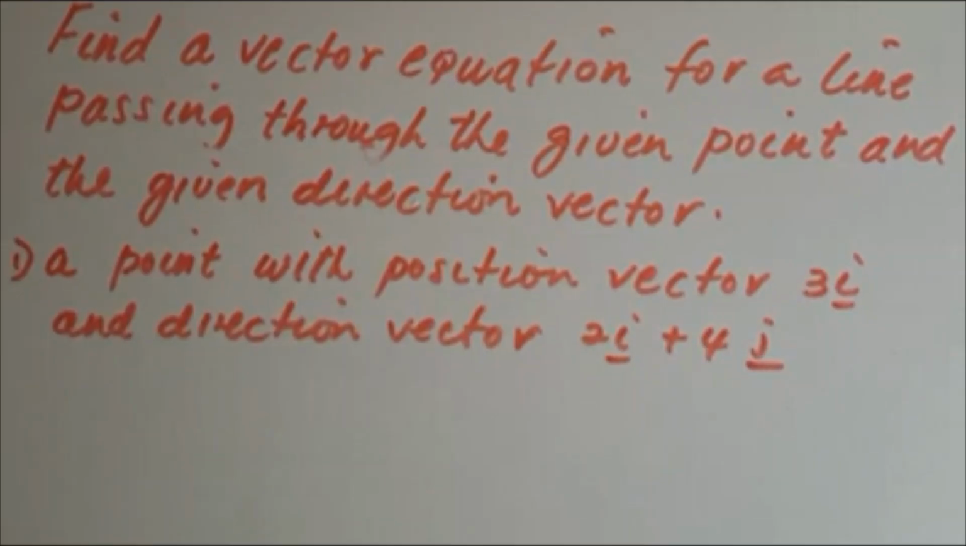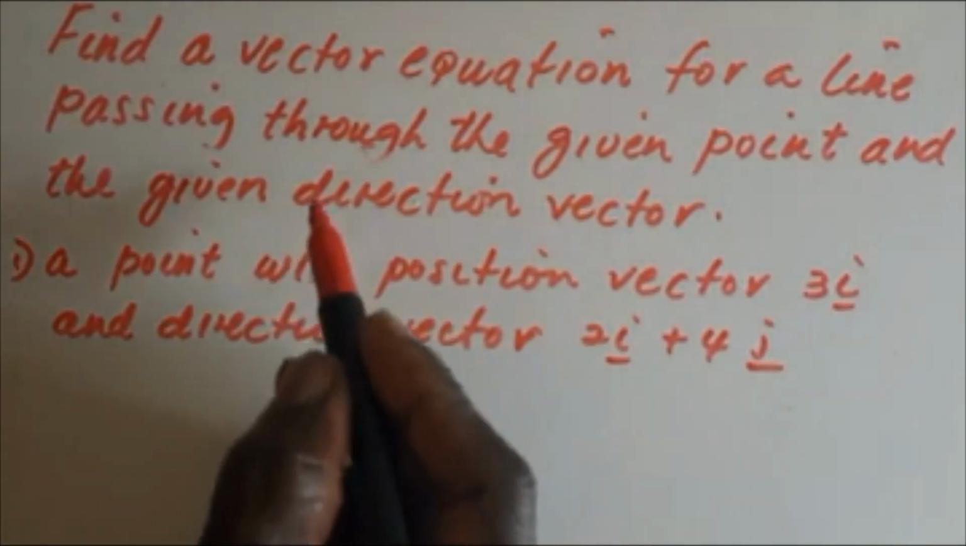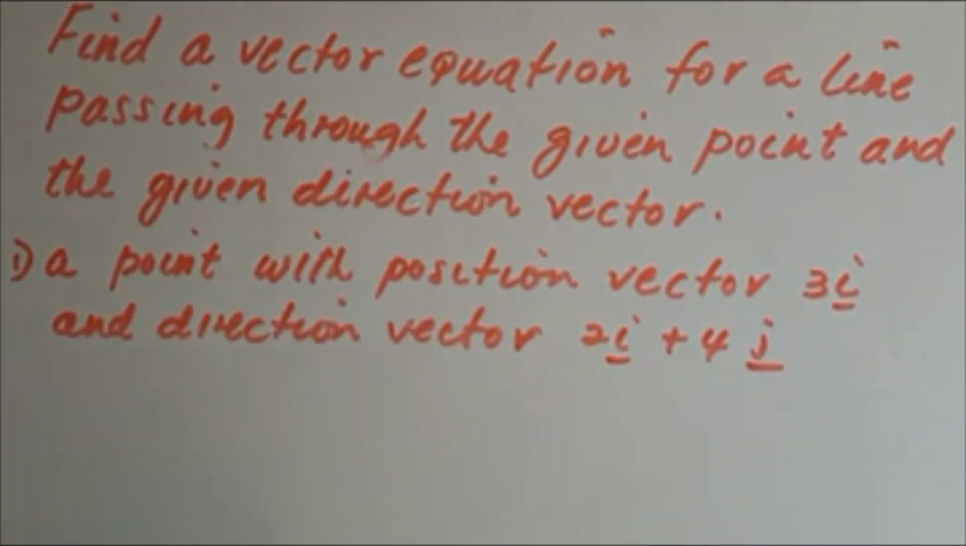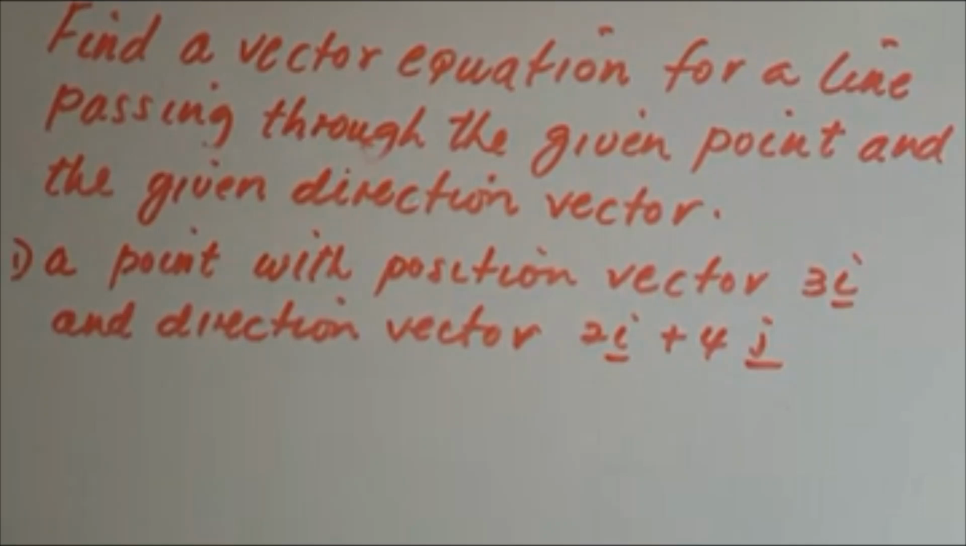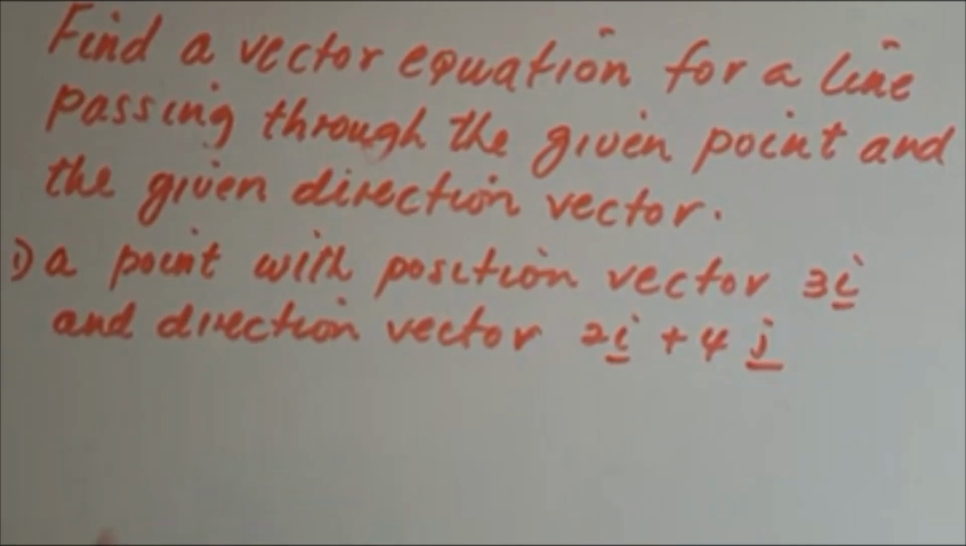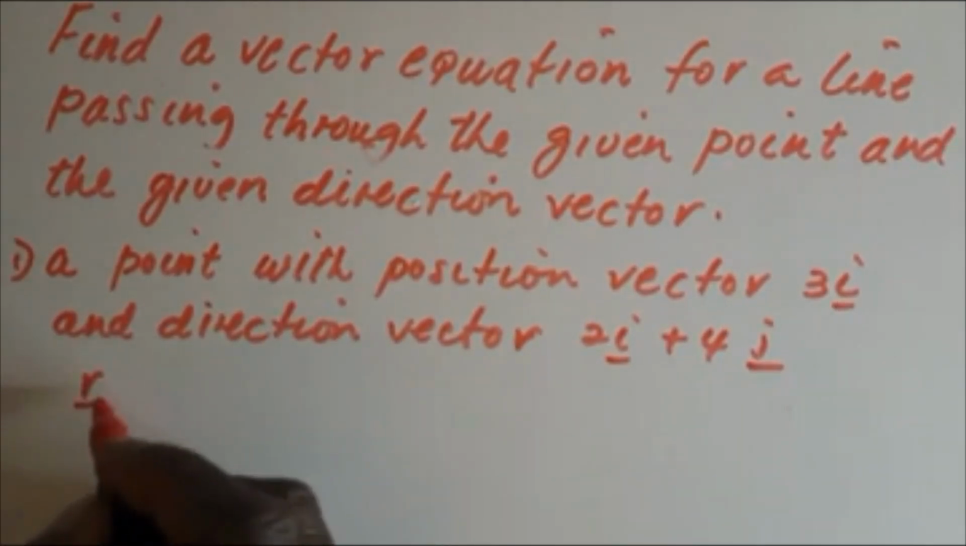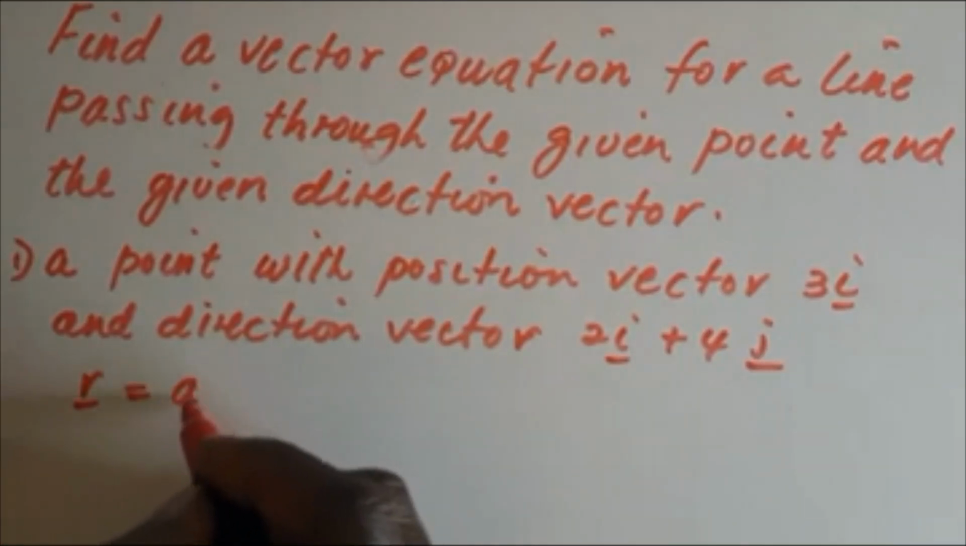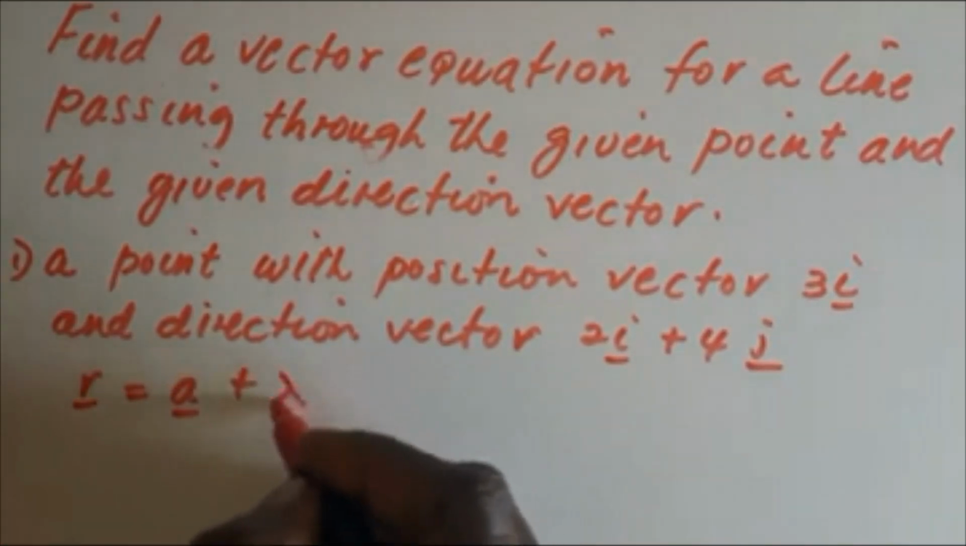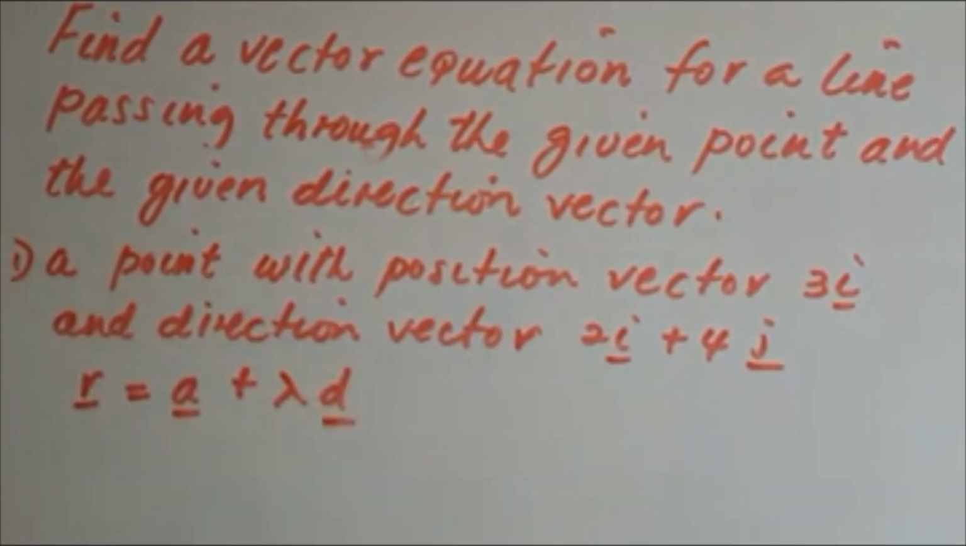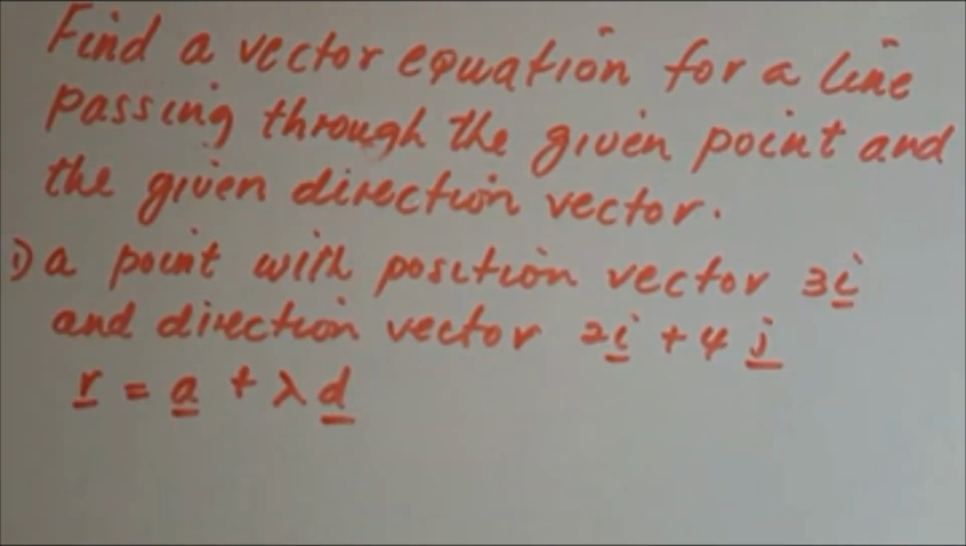Hi there. Find a vector equation for a line passing through the given point and the given direction vector. The first is a point with position vector 3i and direction vector 2i add 4j. Now we know our vector equation is defined as r = a + lambda times the direction vector.